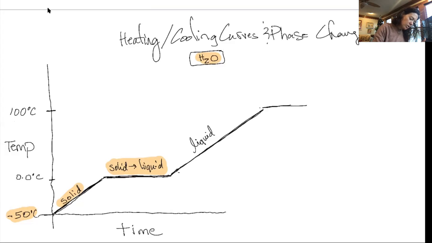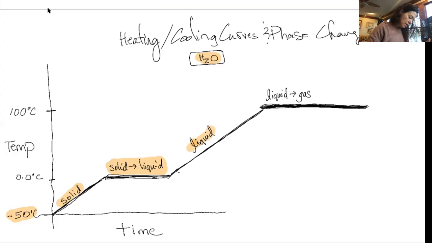At that point, our temperature stops increasing. We do not increase the movement of the particles. Rather, we completely overcome intermolecular forces, such that this would probably require more energy than this would. It would take a longer amount of time because we have to overcome more forces of attraction. It kind of would make sense, right?